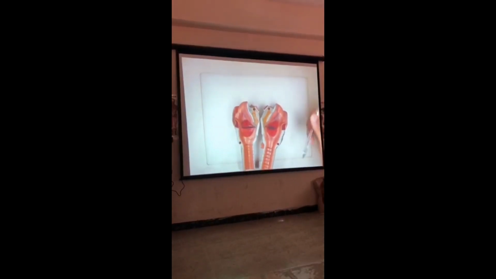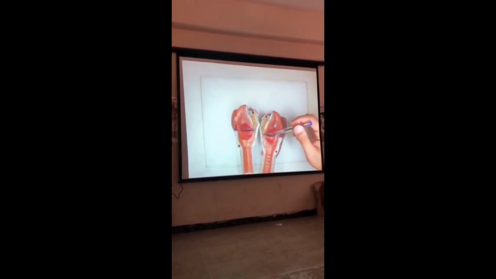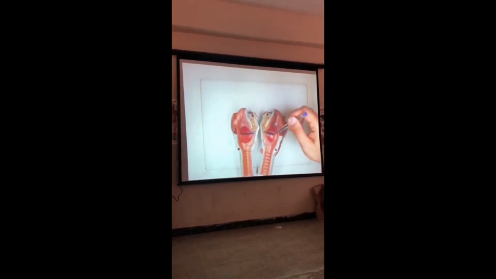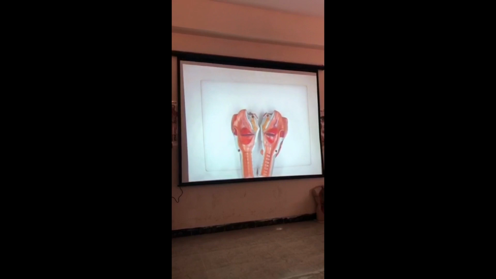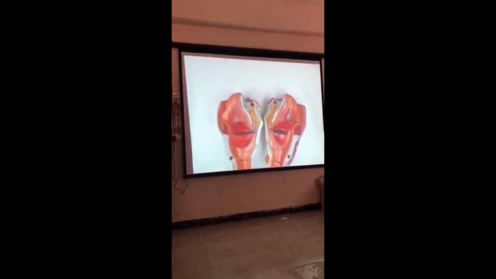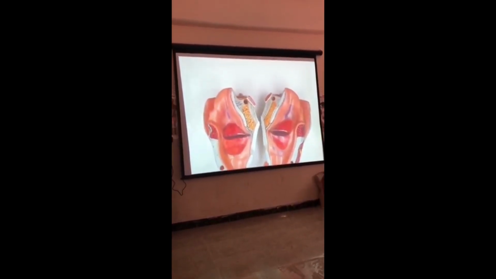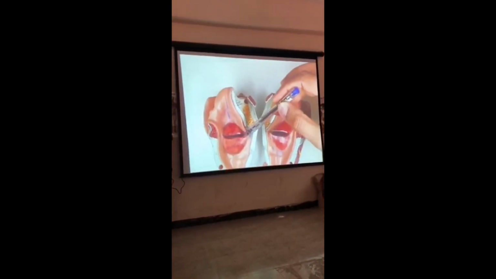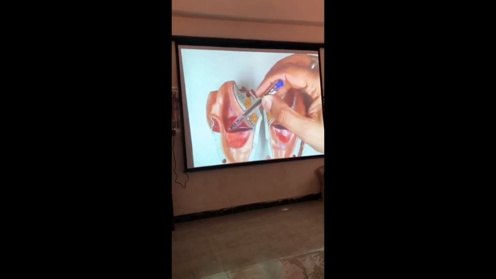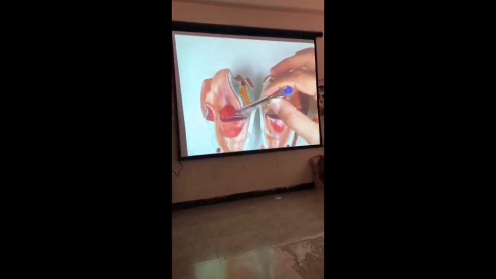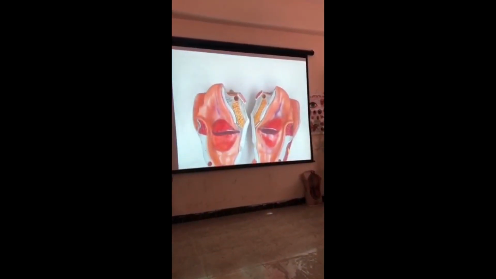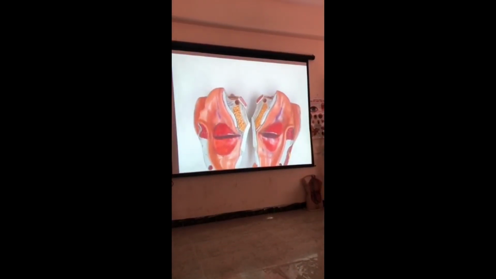Then the second part located between the vestibular fold above والvocal fold below. هذه الكافيتي هنا الجروف called the sinus or the ventricle of the larynx. It's also called glottis.